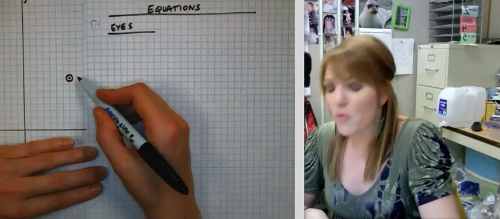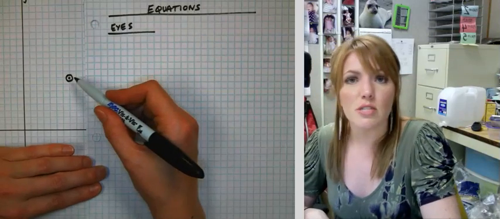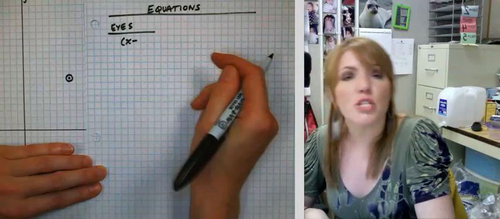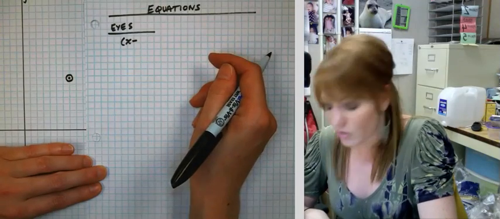So remember, we know that if you have a circle with a center somewhere other than 0, 0, the equation is (x − h)² + (y − k)² = r².